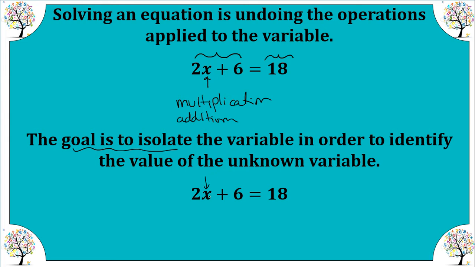So we are going to undo multiplication and addition, but we're going to do it in the opposite order of the order of operations. Again, if we knew what x was, we would multiply, then add. But to undo these operations, we're going to work backward. We undo the addition by subtraction, and then we undo multiplication by division.